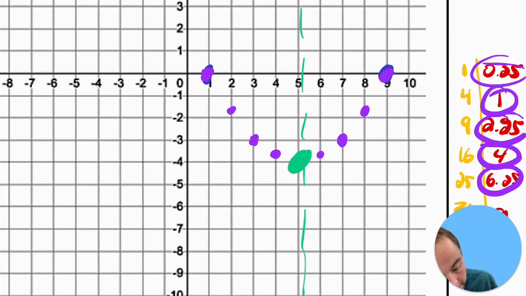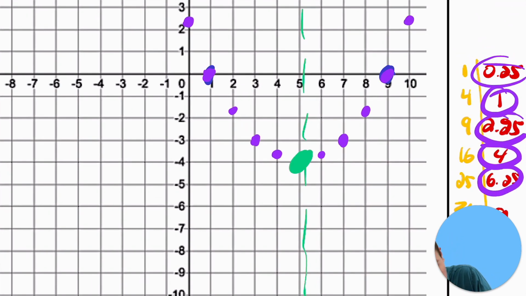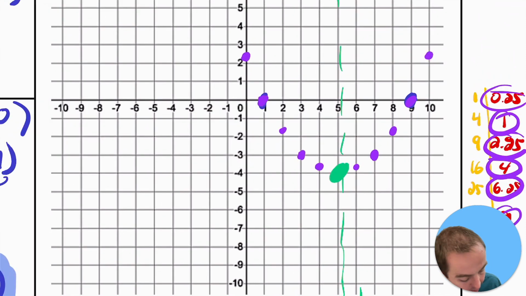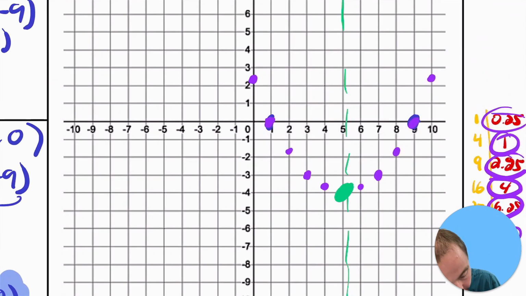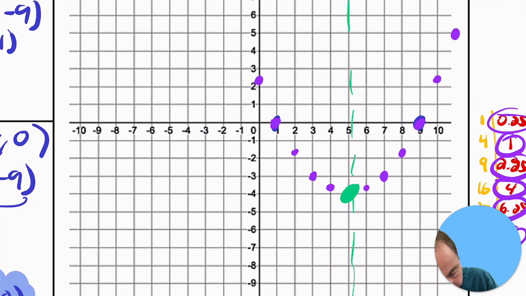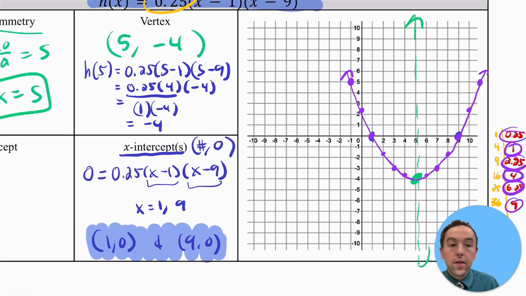You're going to go up 6.25 when you go over 5, and then you'll go up like 9 when you go over 6. So something like that would give you a really good, accurate, nice sketch of that particular parabola overall.